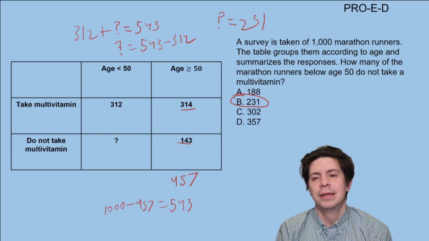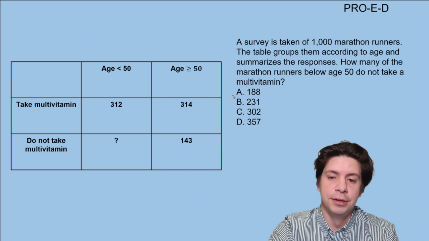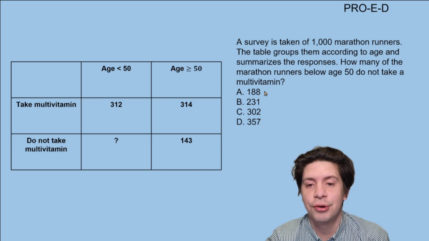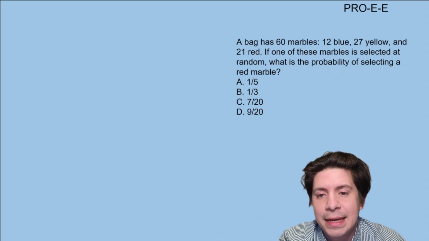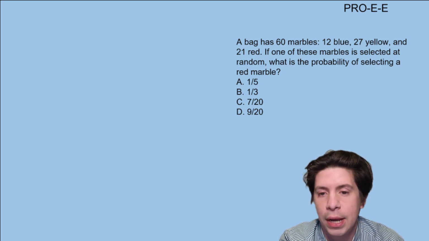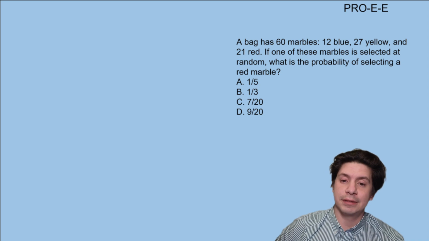Okay, so a little more complicated than the last ones, but still easy, still very manageable. Let's go on to the next one, right? These are quick and easy. I just wanted you to see them so you know all the levels and you can practice everything. A bag has 60 marbles, 12 blue, 27 yellow, and 21 red. If one of these marbles is selected at random, what is the probability of selecting a red marble?